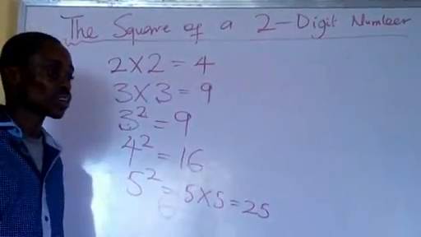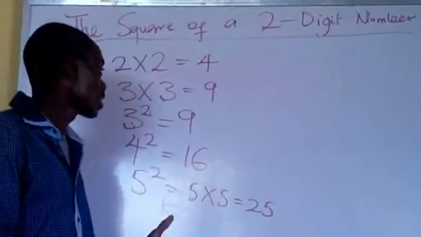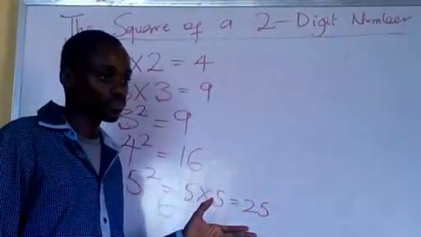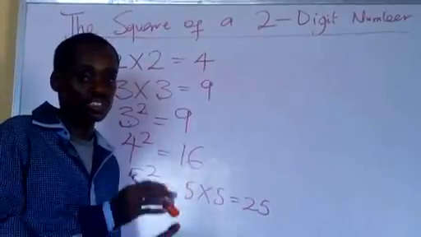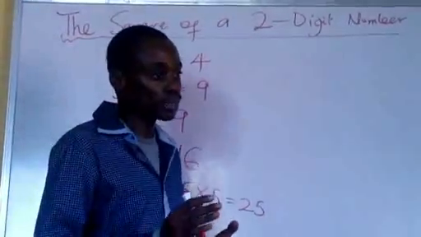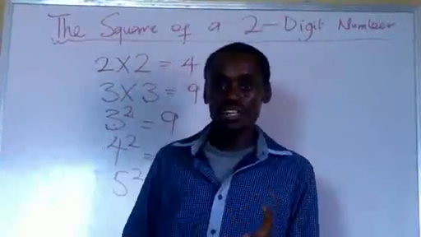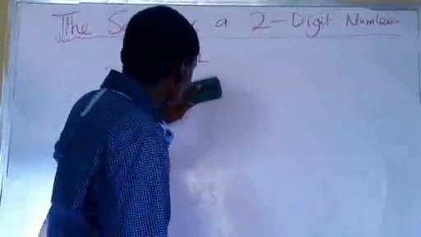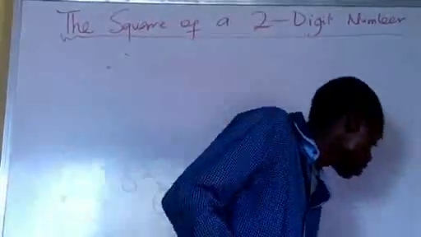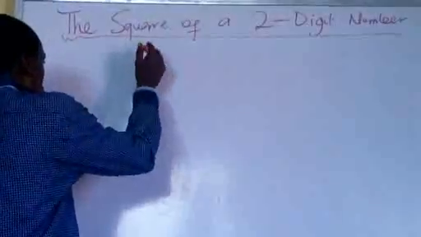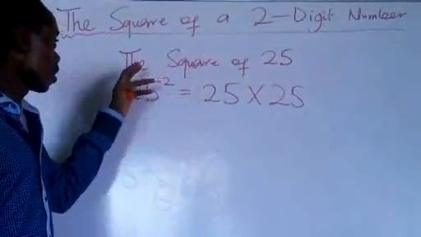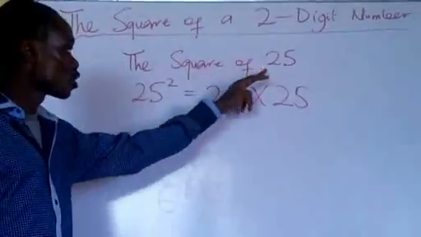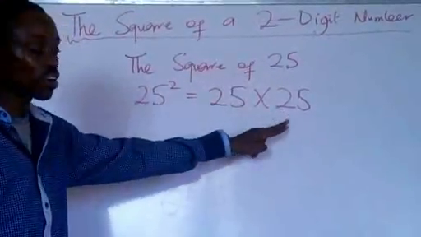But how about when we are squaring a two-digit number that ends in 5? There's a quick method we can use. We can actually apply a Vedic Mathematics trick to squaring a two-digit number that ends in 5. So for instance, we want to find the square of 25, which is 25 times 25.